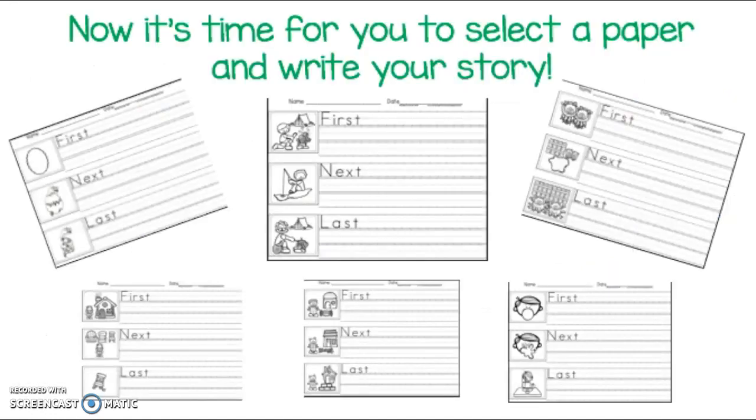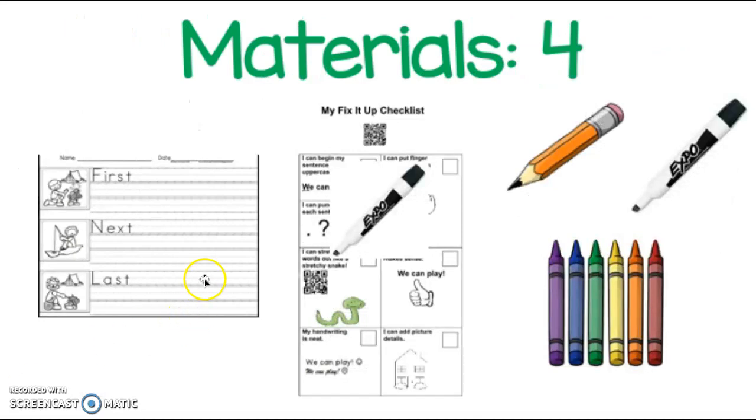So now it's time for you to select a paper and write your story. Here's what you're going to need. You're going to need your paper, and you're going to need your Fix It Up checklist, a pencil, a dry erase marker, and crayons. Go ahead and get all those items and get started writing. Remember to put your paper where your teacher wants it when you're finished.